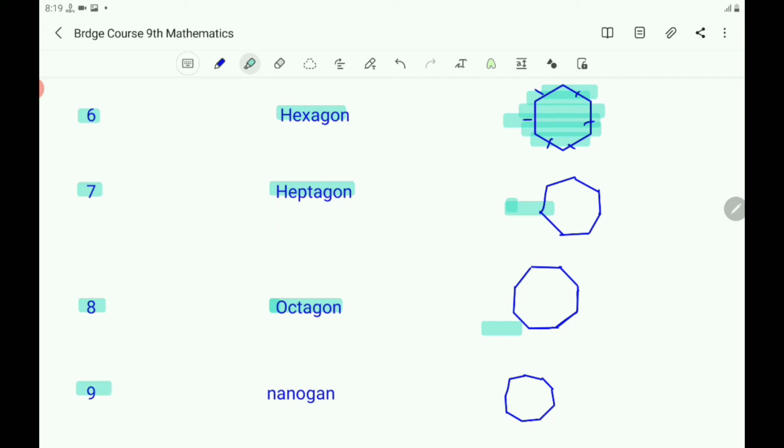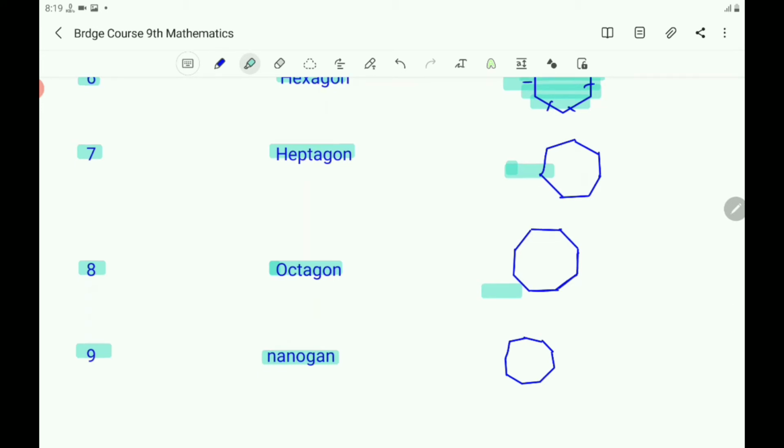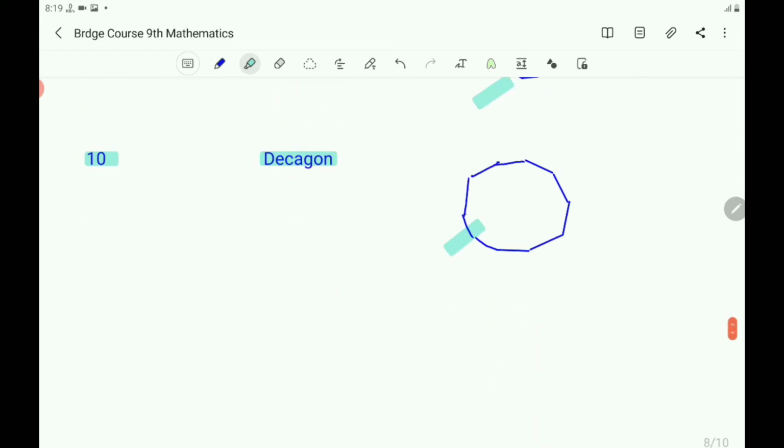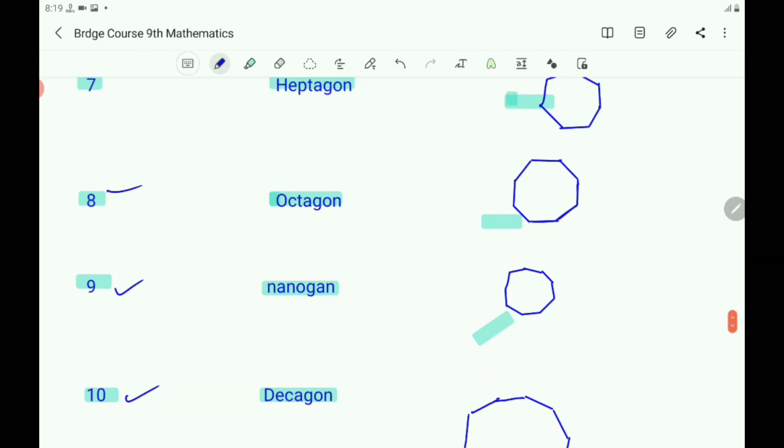If the polygon is having 9 sides, then it is called nonagon. Nonagon. Nona means 9. Next, if the polygon is having 10 sides, it is called decagon. Here you observe, these are the shapes. And you can say if the polygon is having n sides, then it is called n-gon. So here n equals 10, n equals 9, n equals 8, like this way.